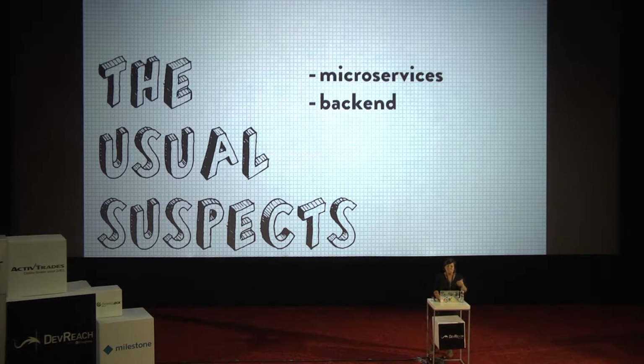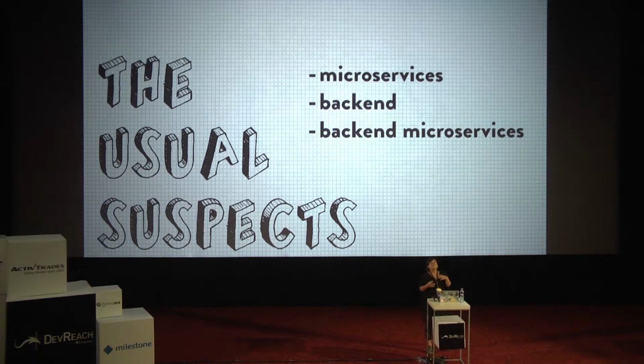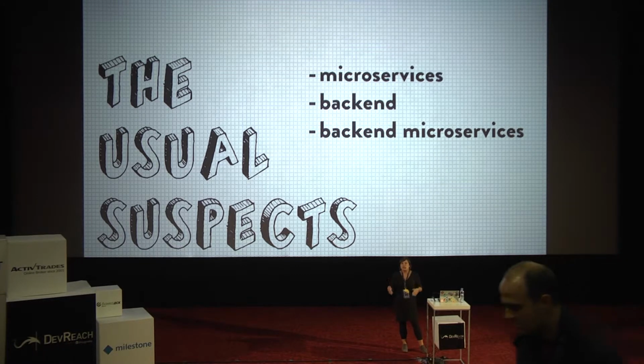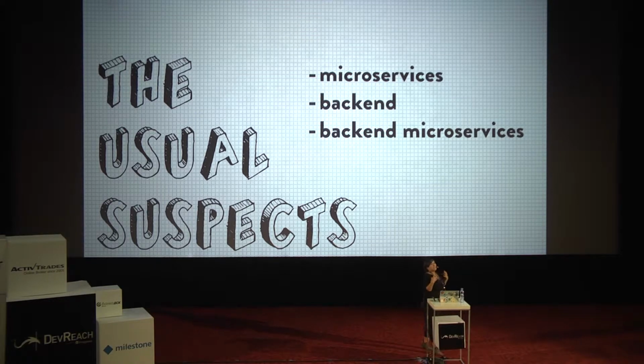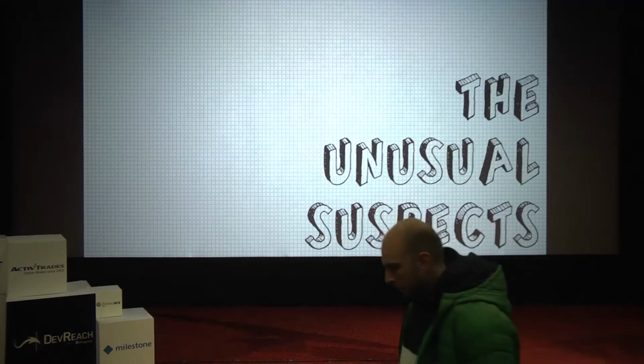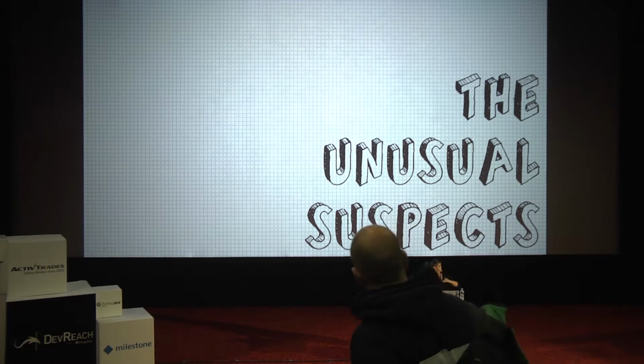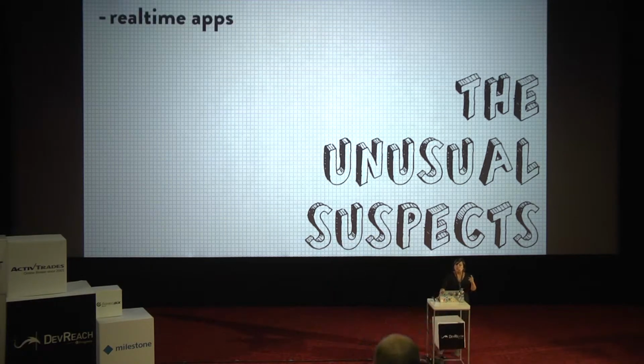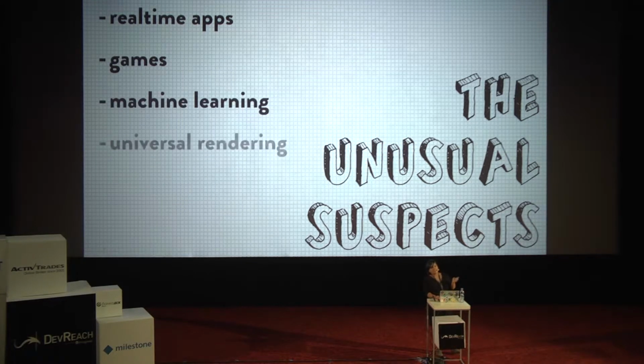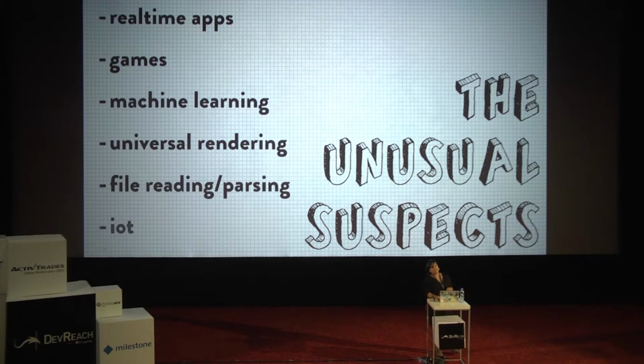So in turn, what you get, another usual suspect, is backend microservices, right? The redundancy is intentional because I think we tend to have a kind of small scope in our minds of what Node is. Because we just think of backend, we just think of microservices and modularizing things. But then these are the unusual suspects that we're going to go into detail. So I'll just skim over these quickly. We're going to talk about real-time applications, games, machine learning, universal rendering, file reading and parsing, and IoT.